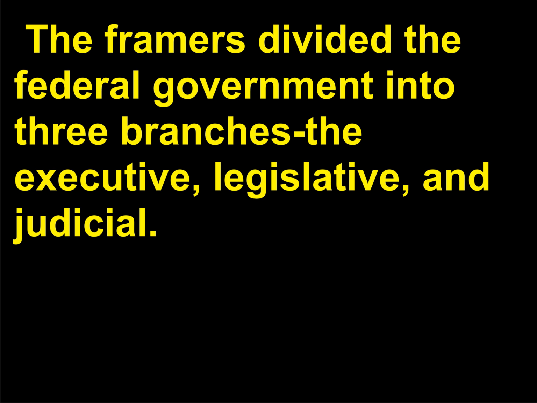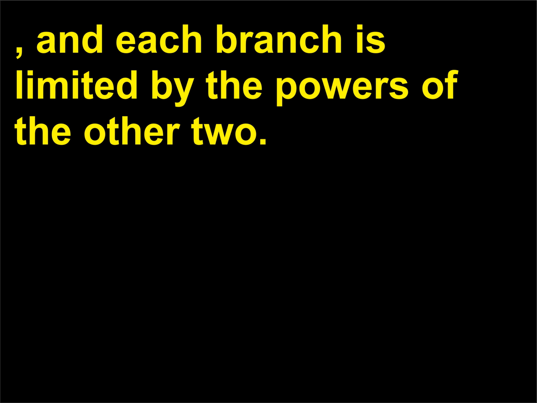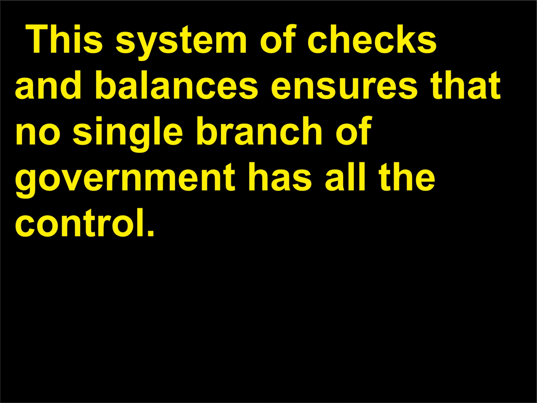The framers divided the federal government into 3 branches: the executive, legislative, and judicial. Each branch has its own separate, unique authority, known as the separation of powers. And each branch is limited by the powers of the other 2. This system of checks and balances ensures that no single branch of government has all the control.